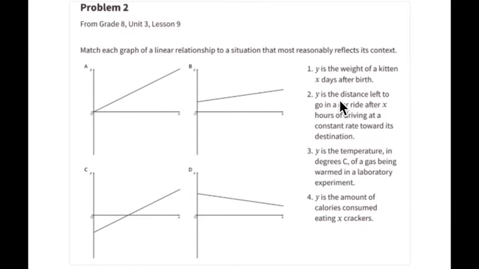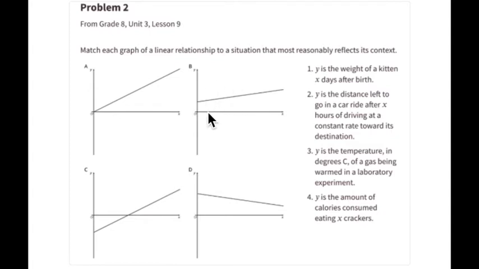So how many miles are you from home as you travel towards your home? There's temperature that's increasing, and there's the amount of calories that you take in as you eat some crackers. And look at each of the graphs. So this graph is starting at 0, 0. This is a proportional relationship. So if nothing's happened on the x-axis, then nothing has happened on the y-axis. So it goes through 0, 0.